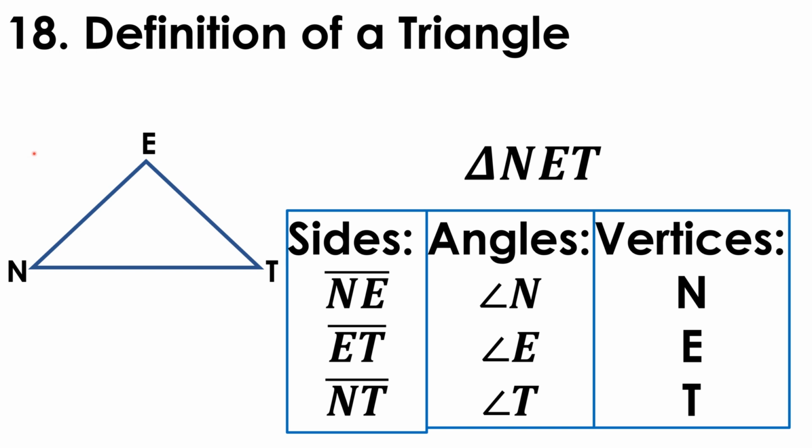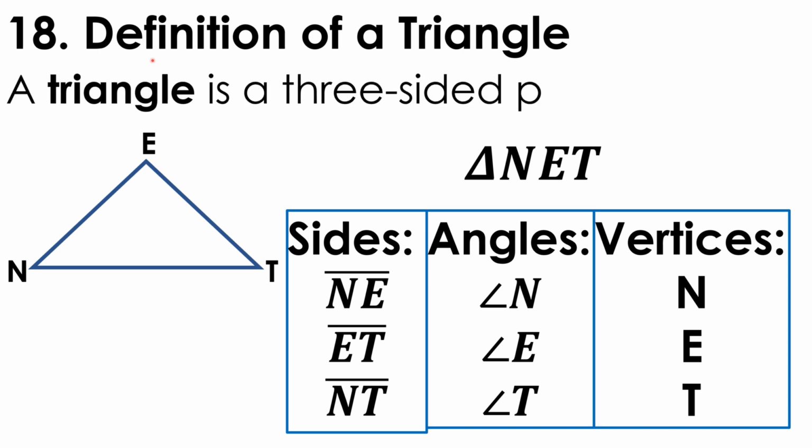Now let's proceed to the 18th definition, which is the definition of a triangle. A triangle is a three-sided polygon. So here is an example of a triangle. This is triangle NEP. Now, this symbol, followed by 3 letters representing the non-collinear points or the vertices, is used to name the triangle.